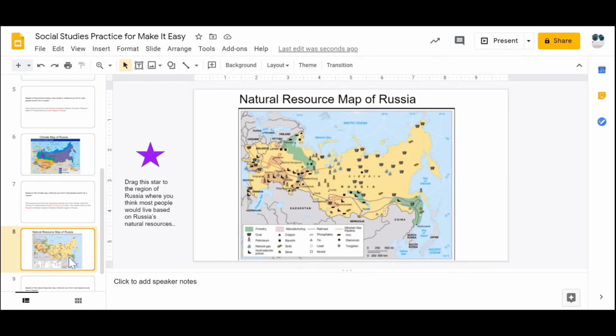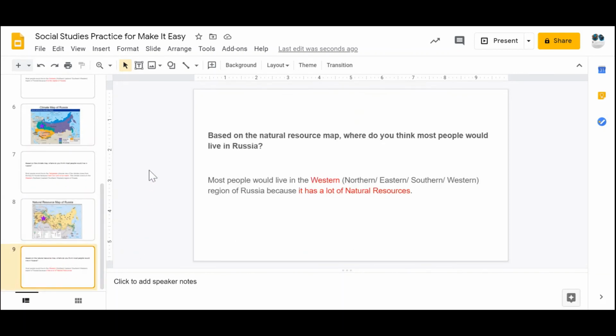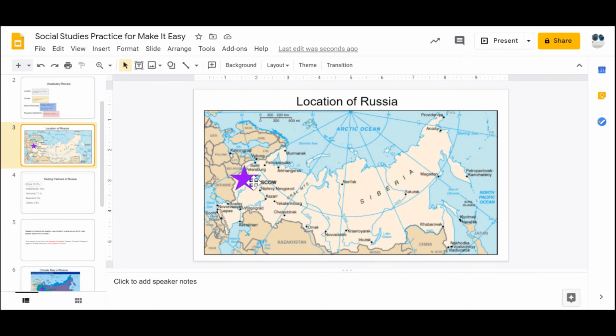So now the natural resources map of Russia. Over here, you would put it again in the west because it has the most natural resources. So it has most of these over here near the west. So this is where you would put the star. And then last slide. Most people would live in the western region of Russia because it has a lot of natural resources. So overall, this is why people would live in Moscow or the west region of Russia.